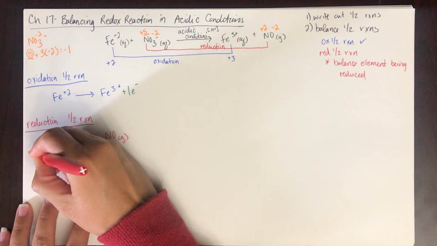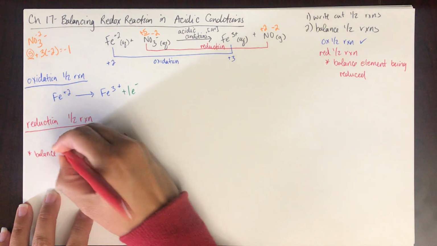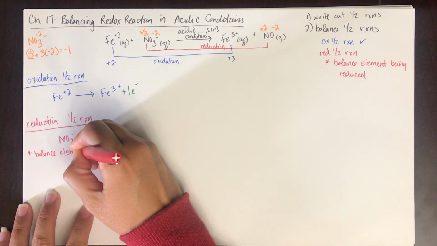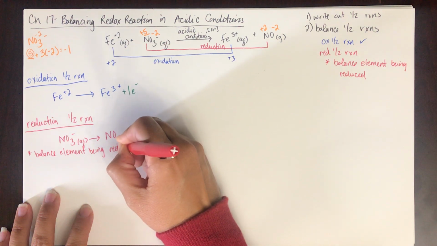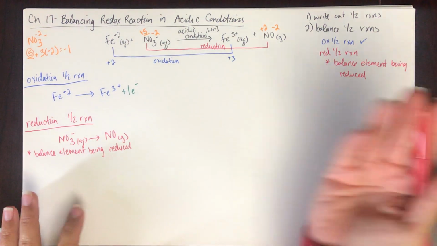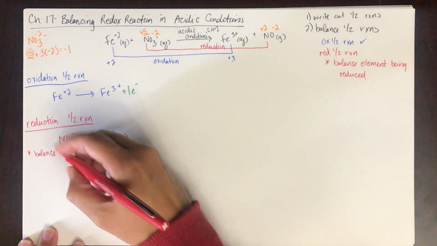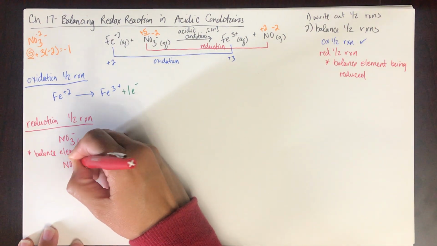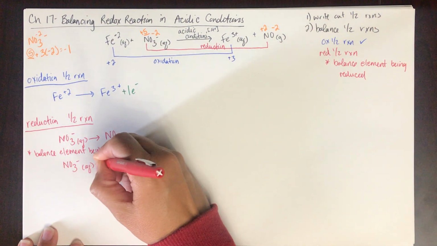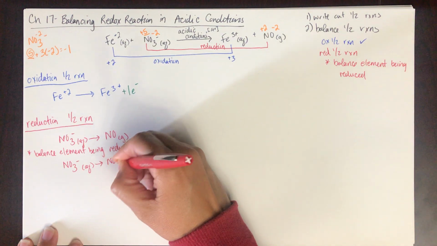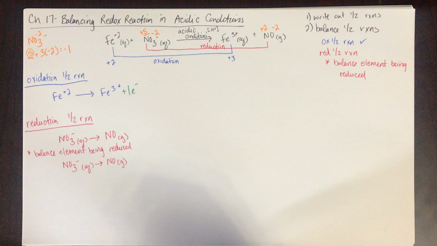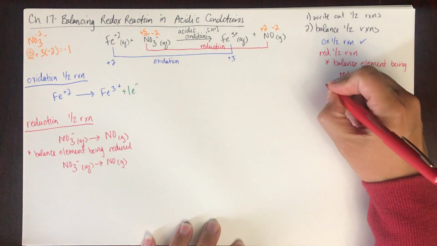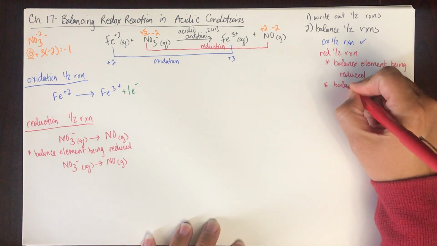So, balance the element being reduced, which it already was, but if it's not, that's the first thing you need to do. Now I'm going to write it again: nitrate ion to nitrogen monoxide gas. The next thing that you do is you balance the oxygens by adding water.